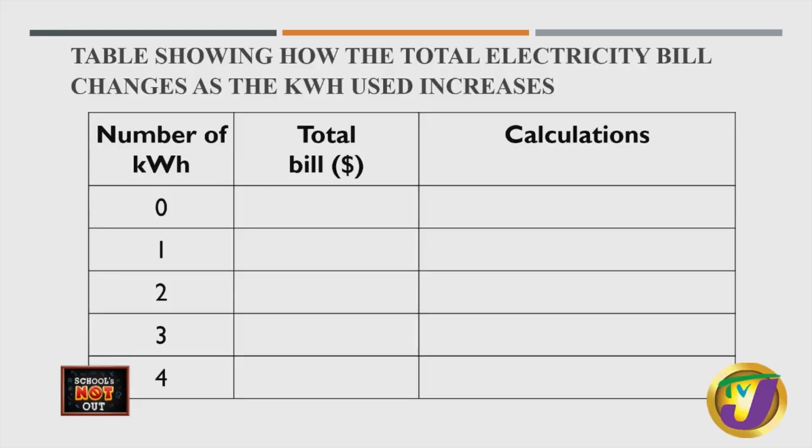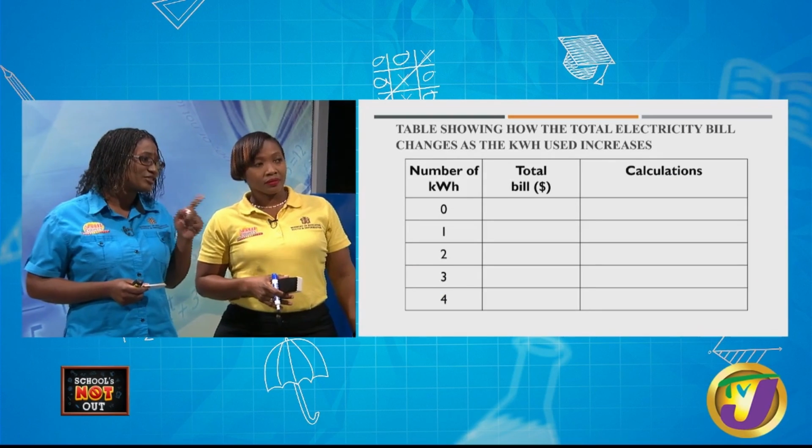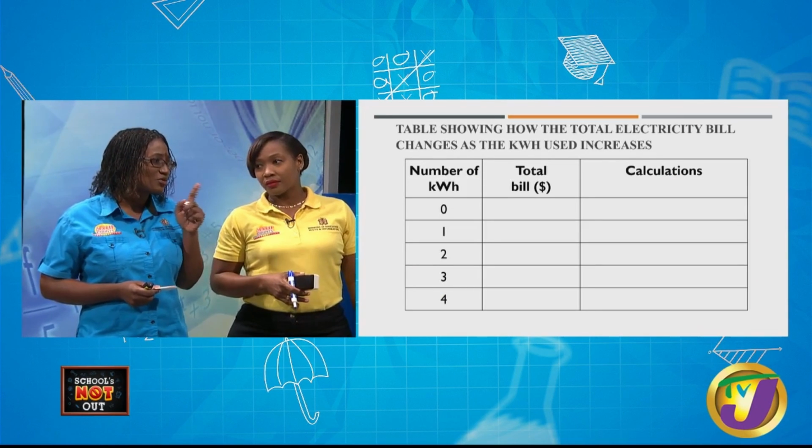You need to present a table showing how the electricity bill changes as the kilowatt hours used increase. And we're going to start there. I'll fill you in as we go along. But my first question: if I don't use any electricity, so the number of kilowatt hours is 0.